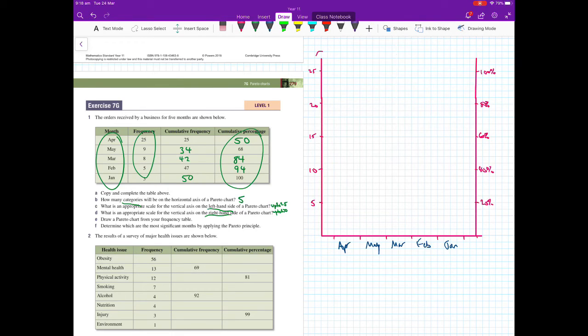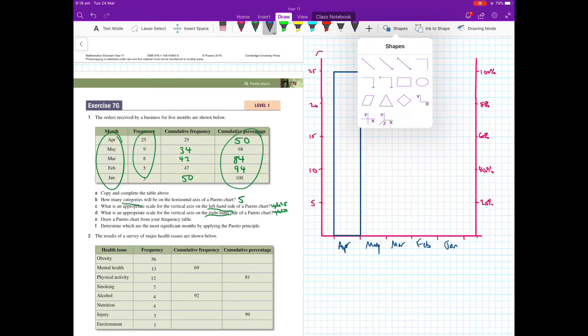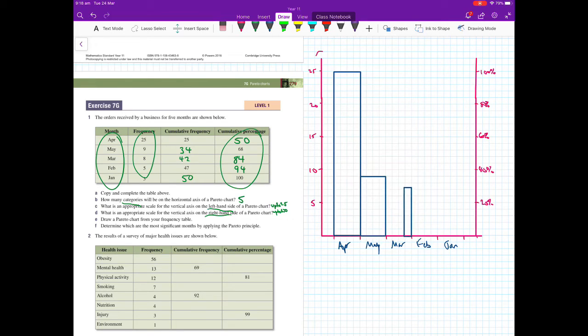Next up, I'm going to be putting in the histograms, that is using bars. So above April, I need to go up to 25. So let's get a bar up from April all the way up to the 25 mark. May is of course 9, March 8, February 5, etc., all the way along to get all of my bars in for the frequency histogram. Once my histogram's all on there, let's get January up to 3.